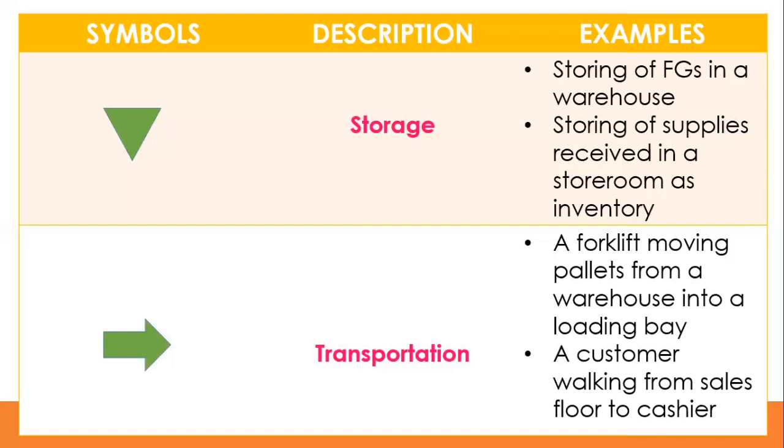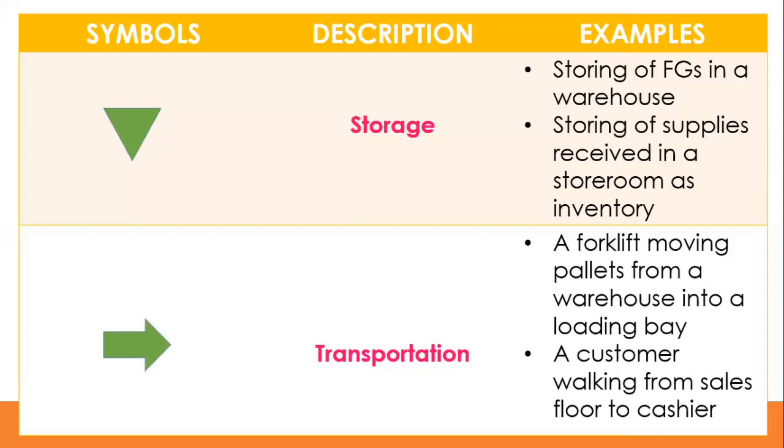The next symbol is the inverted arrow, which represents transportation. Transportation is used in the movement of people, materials, or other items between locations, or in moving an object from one place to another, except when the movement takes place during the normal course of an operation or inspection. Examples of transportation would be a forklift moving pallets from a warehouse into a loading bay. Also, a customer walking from the sales floor to the cashier. These are examples of transportation.